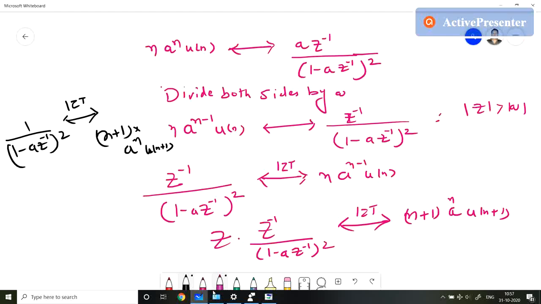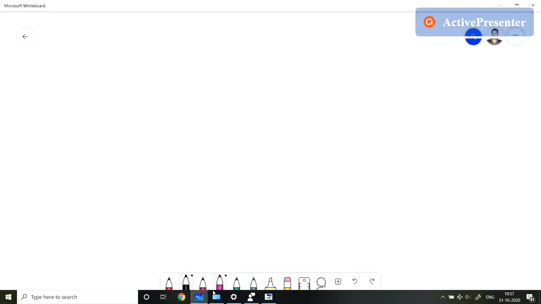Let us solve another problem. The problem is to find, by using the Z transform, the response y[n] if x[n] is given and h[n] is given. So we have an LTI system. So please understand the problem. We have a discrete time LTI system.